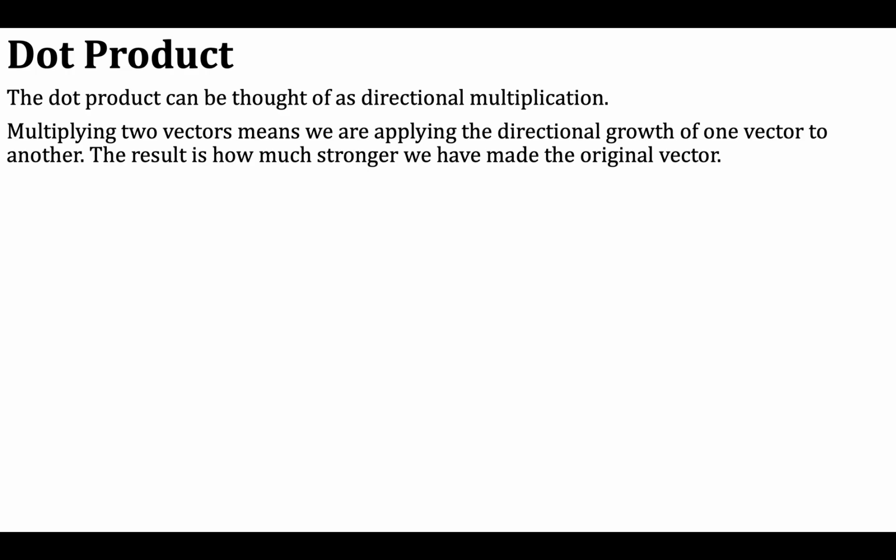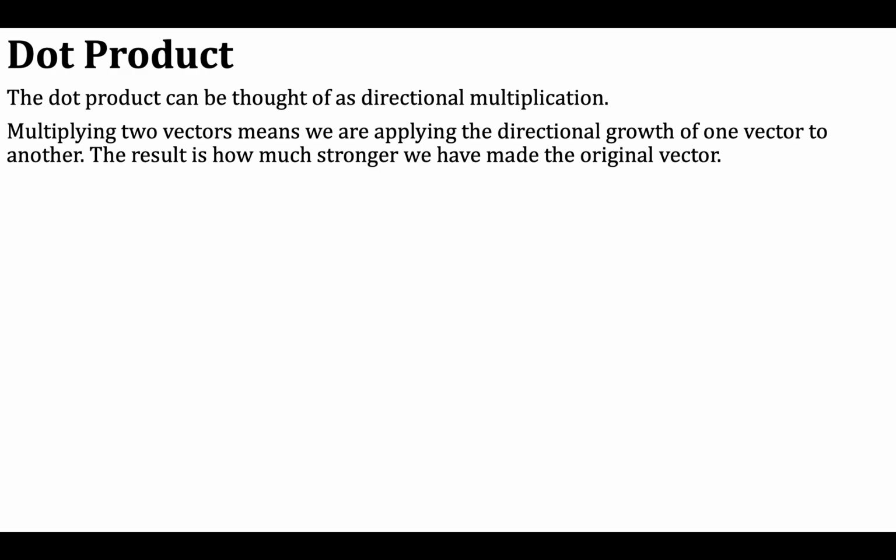Now the dot product can be thought of as directional multiplication, so we have to keep in our head all the time that vectors have both magnitude and direction, and therefore they are said to have directional growth. So the dot product, as I've said, is directional multiplication. And multiplying 2 vectors means that we're applying the directional growth of one vector to another. And the result is how much stronger we have made the original vector.